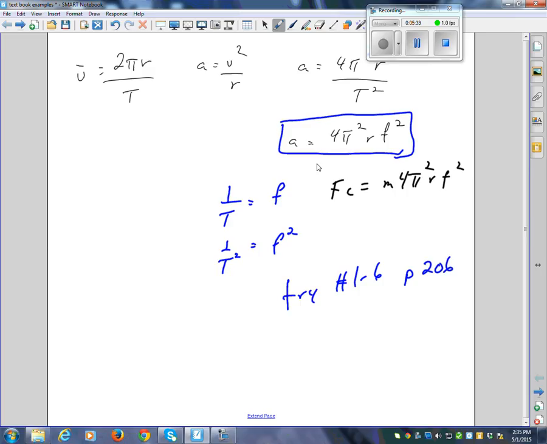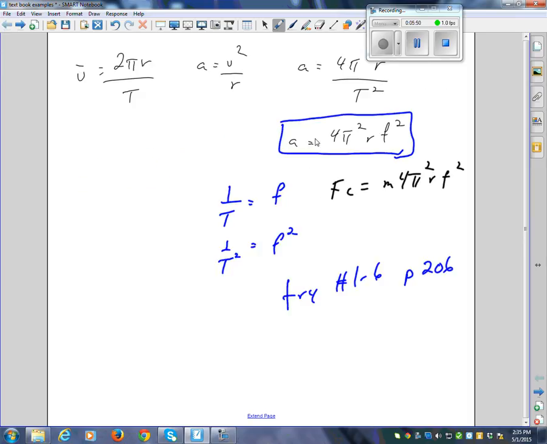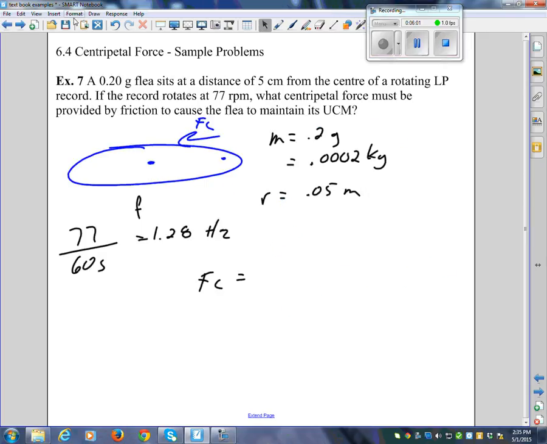Why did I put the M in front, Hannah, right? To make it a force. Because I'm solving for force. You could do that. You could find the acceleration, yeah. So now we're just adding the mass, because that's the formula for acceleration, right? So if we times it. Okay, so this is going to be, hey, this is all you've got to do, right? M 4 pi squared r f squared.